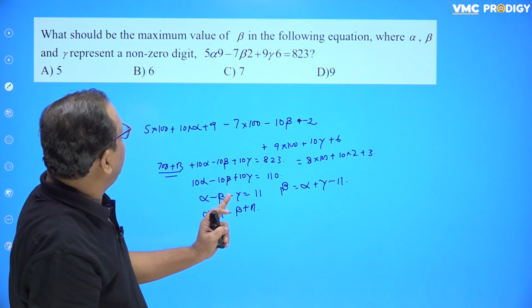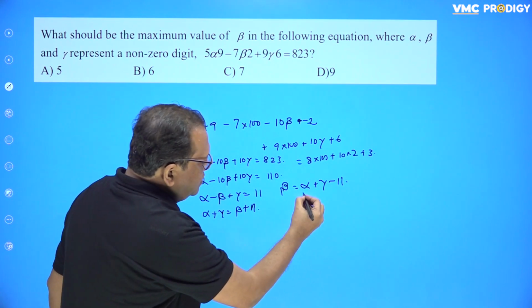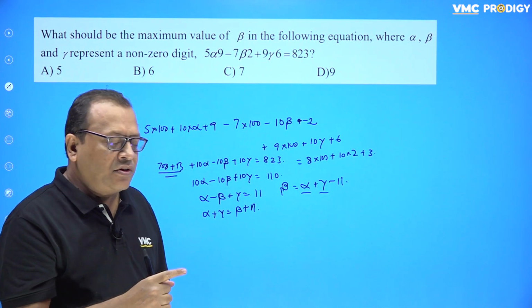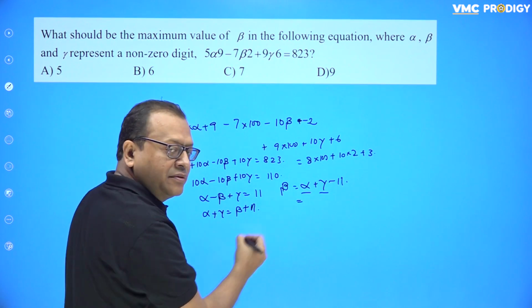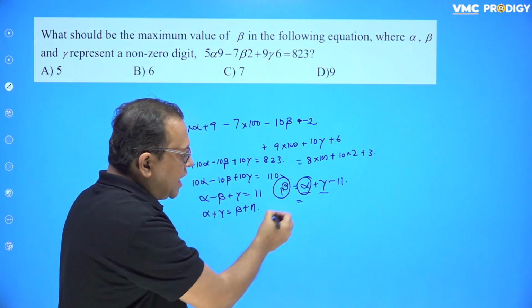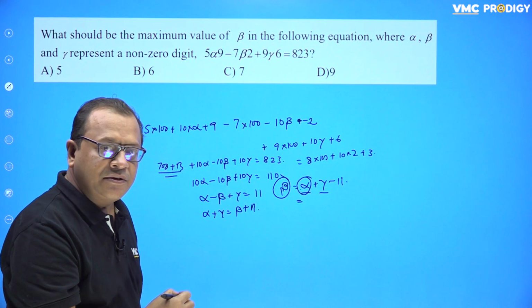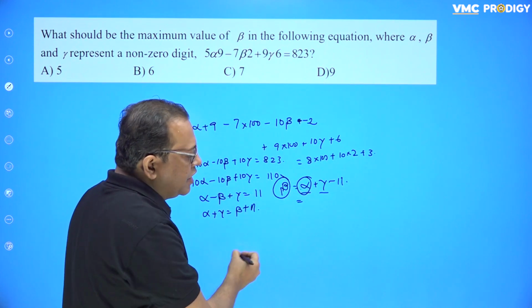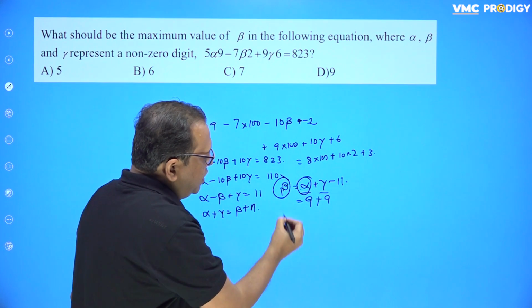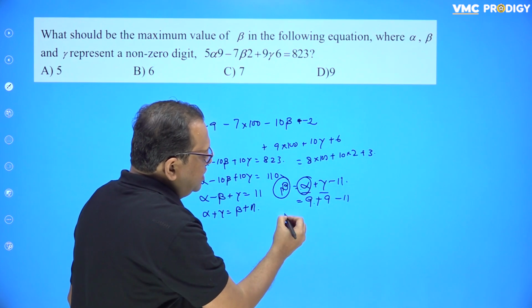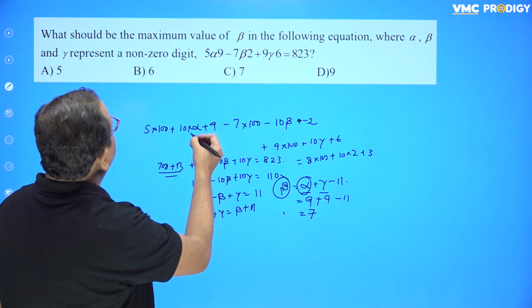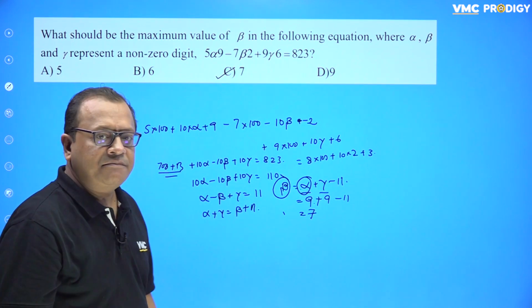Now for the maximum value of beta, these values have to be maximum. And what is the maximum single digit integer? That we know as 9. So the maximum value of alpha is 9. For maximizing beta, alpha and gamma need to be maximized. Right. So what is the maximum value of alpha? It is 9. And what is the maximum value of gamma? That is also 9. So 9 plus 9 minus 11 is equal to 7. So the maximum value of beta is 7. So this is the answer.